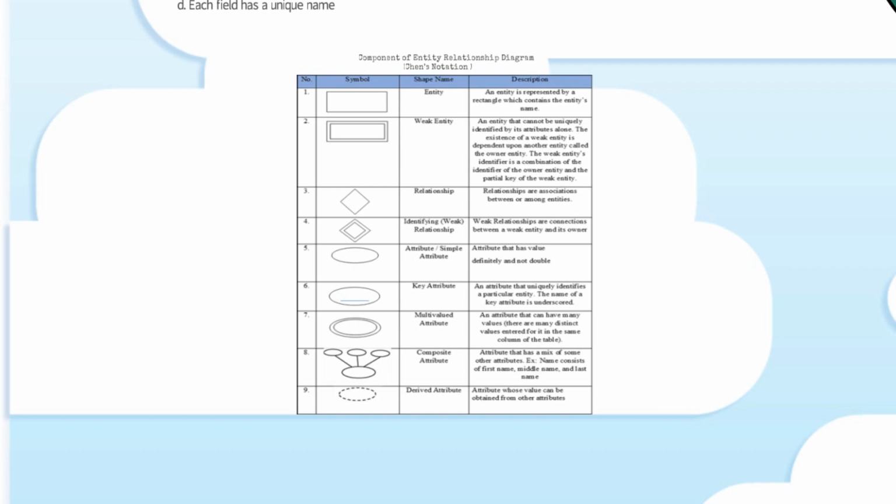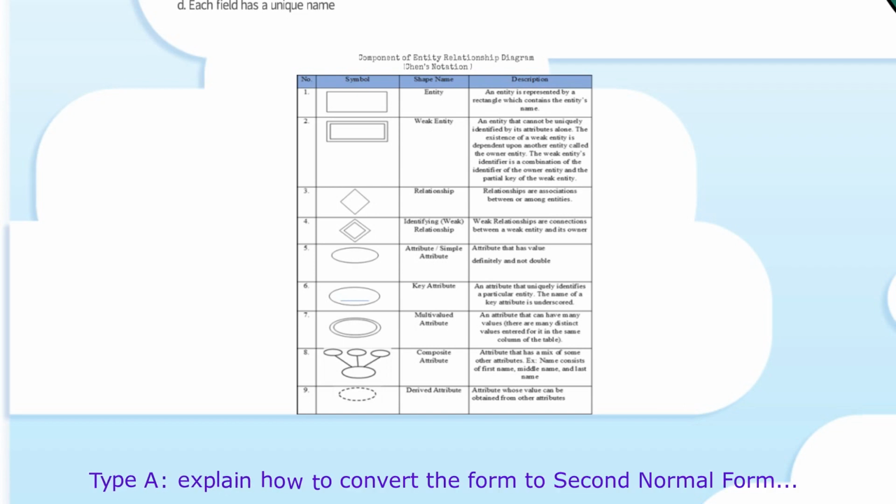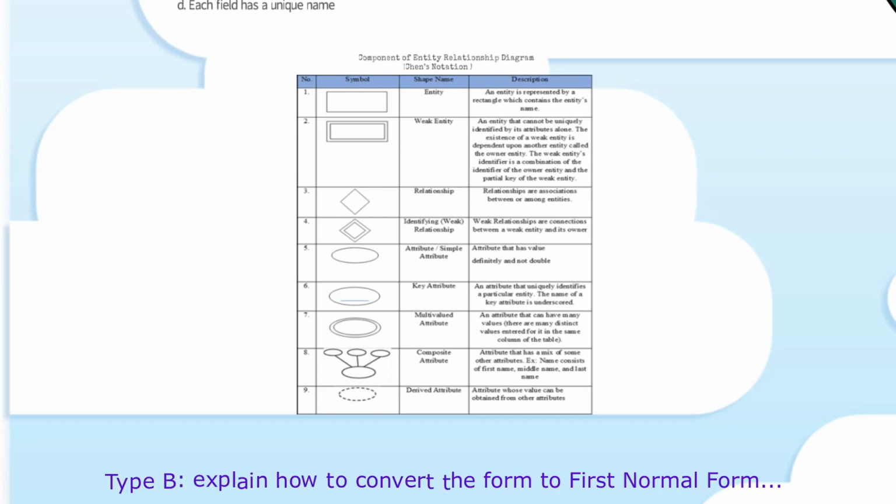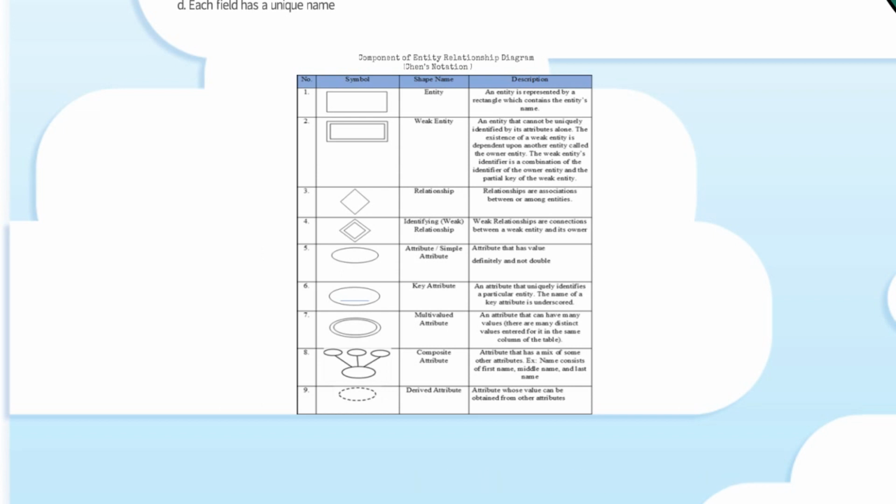Third, relationship. Association among entities. Fourth, weak relationship. Connection between weak entity and its owner. Fifth, attribute. It is a definitive object or a value. Sixth, key attribute. An attribute that uniquely identifies a particular entity.